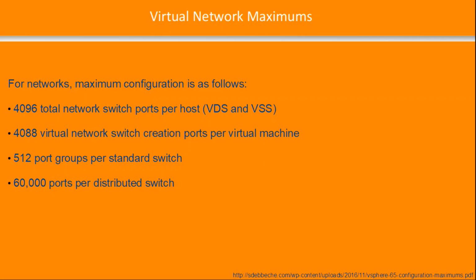A total of 4096 network switch ports per host, which includes a combination of virtual distributed switch and virtual standard switch. 4088 virtual network switch creation ports per virtual machine, 512 port groups per standard switch, 60,000 ports per distributed switch. As you can see, the new version of vSphere provides a lot of capability in network supportability.